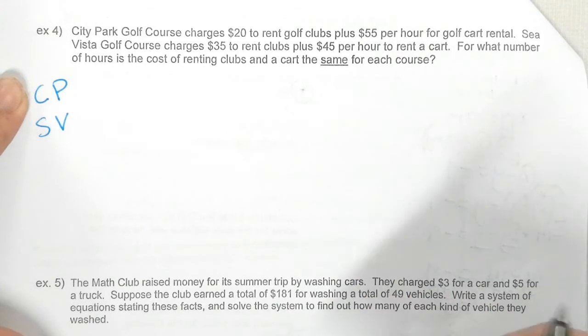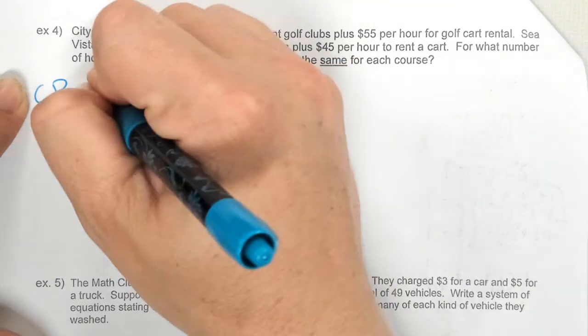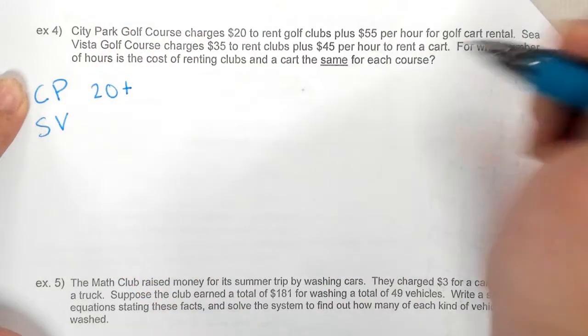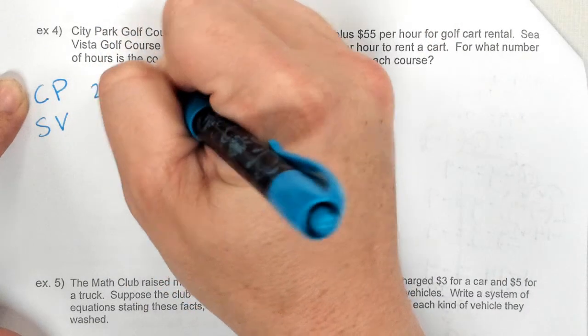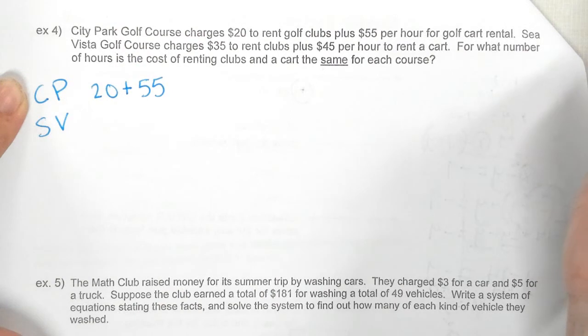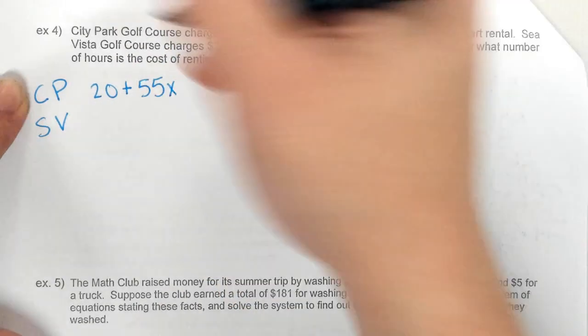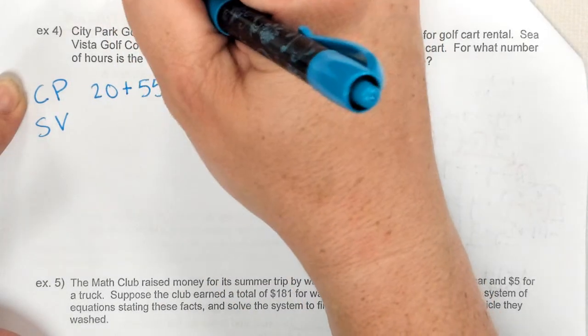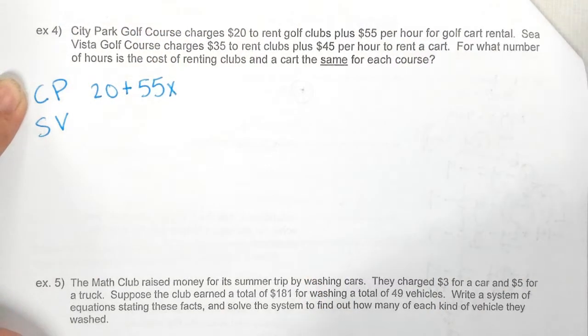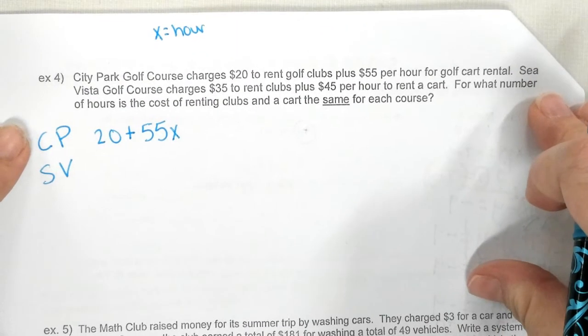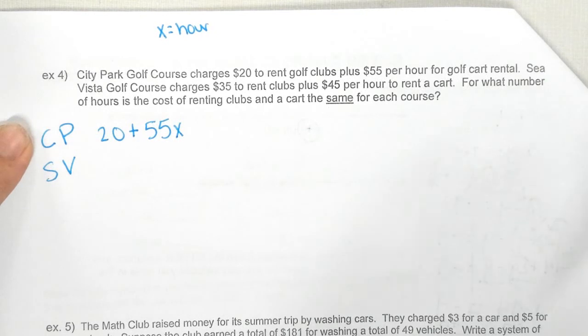What are they charging? $20. And then it says plus $55 per hour. What does that per tell me? That's where my x goes. And what does x represent? Per what? So I know that x is my hours, which is important to know because we need to know what we're solving for.